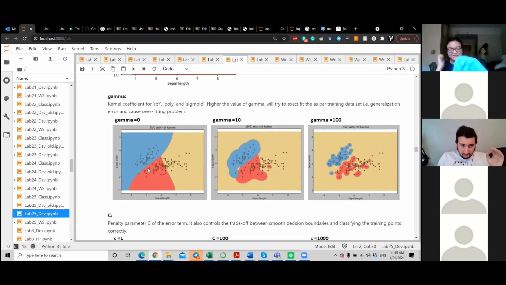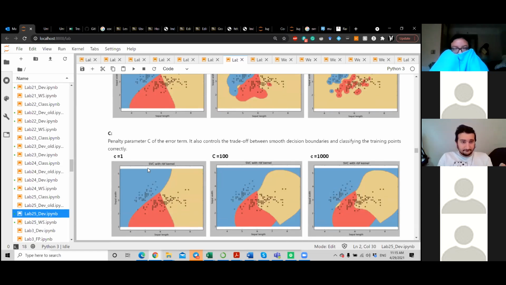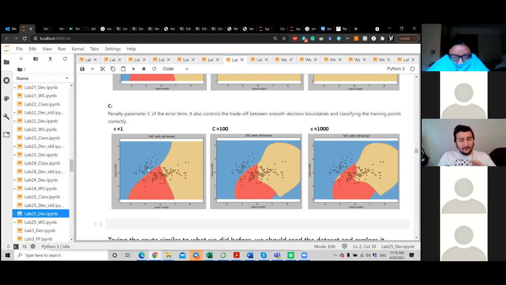So selecting the right value for gamma is important. Now, the other parameter is the penalty parameter, or C of the error term. It also controls the trade-off between smooth decision boundaries and classifying the training points correctly.